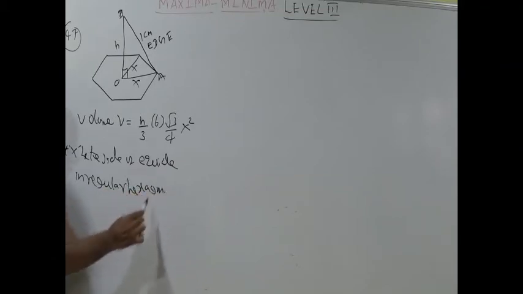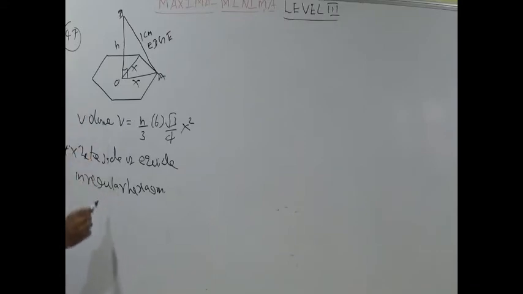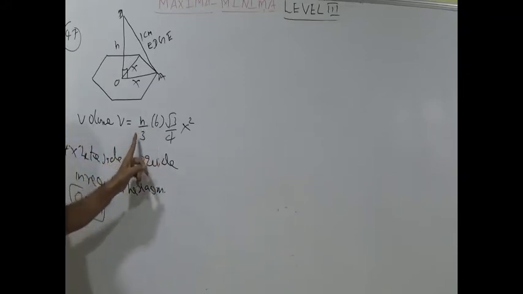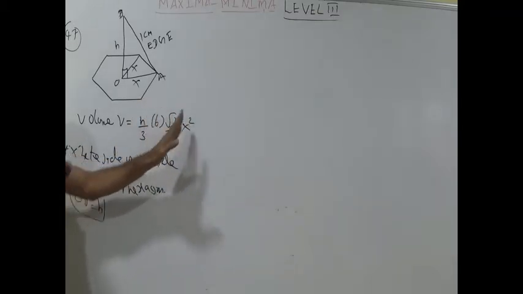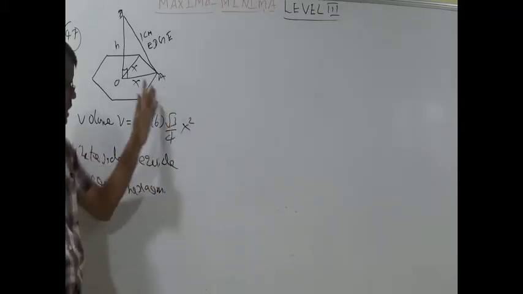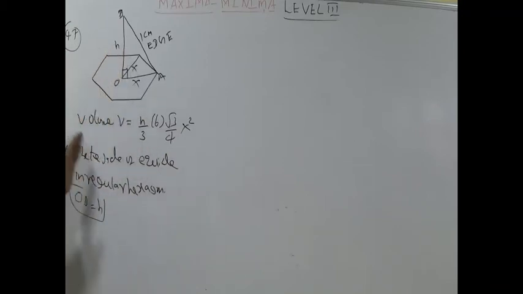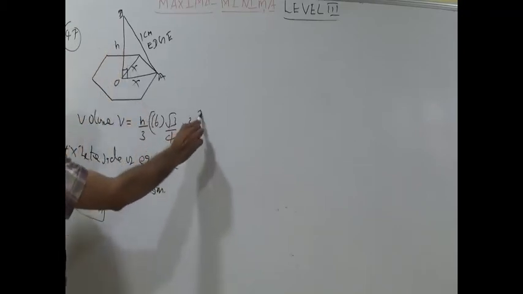Equilateral triangle in a regular hexagon. Edge given is 1, and we take the height OB equal to h. To get the total volume, we multiply the base area with the height. That is the formula, h by 3 into the base area. How many triangles are there? Here, for the total volume, 6 triangles will be there.